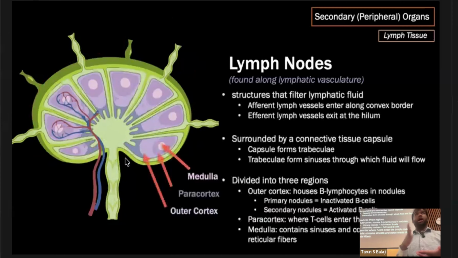As it filters lymphatic fluid, it's gonna encounter these regions: an outer cortex, a paracortex, and a medulla. So your outer cortex, this is where your B lymphocytes are living. Your paracortex is where your bloodstream brings in these traveling cells, your T lymphocytes, and your medulla is basically a system of anchoring cords because it's got reticular fibers. Remember the fishnets that trap cells?